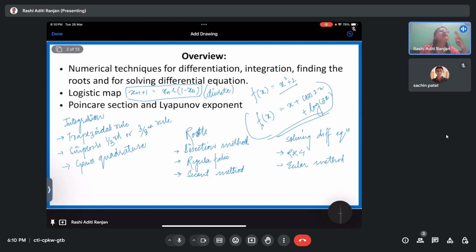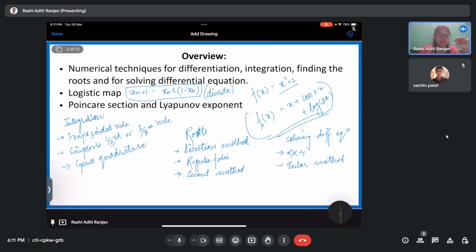So if r is, let us suppose, less than 1, you'll see that after a certain time the growth will go to 0. While if r is greater than 1, it may happen that it can have a constant value of xn plus 1. It can have a period 2 cycle, a period 4 cycle, or likewise 8, 16, like that. And it may finally lead to chaos.